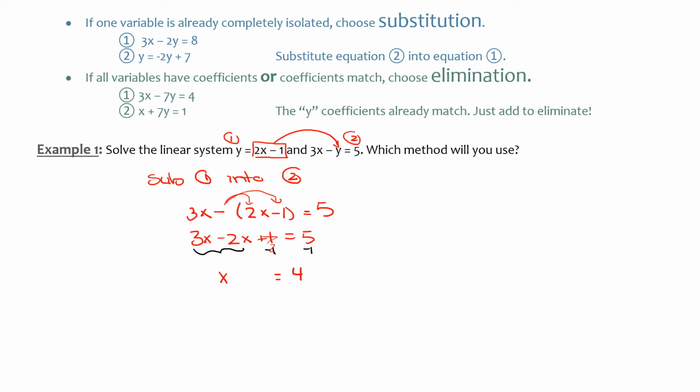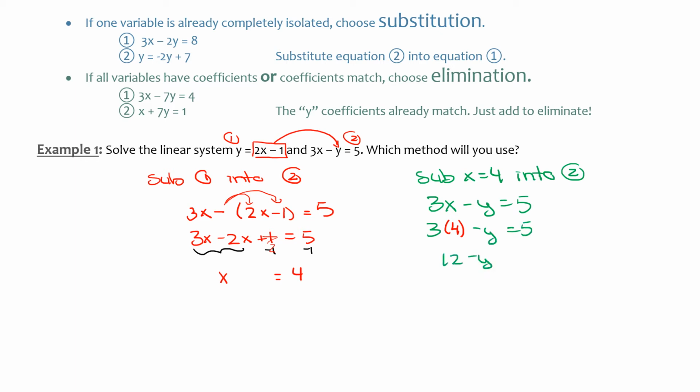Remember, you're not done. The next thing you have to do is take your answer and sub it back into one of the equations, whichever one you like. So let's sub x equals 4 into, what equation do you like better? Let's pick 2. It's actually a little harder maybe, but we'll put some work into this one here. So equation 2 is really 3x minus y equals 5. But instead of x, I've got to put a 4 there. Minus y equals 5. This gives me 12 minus y equals 5.